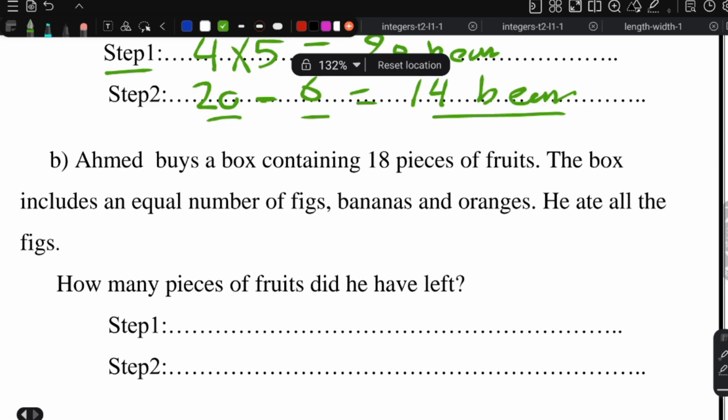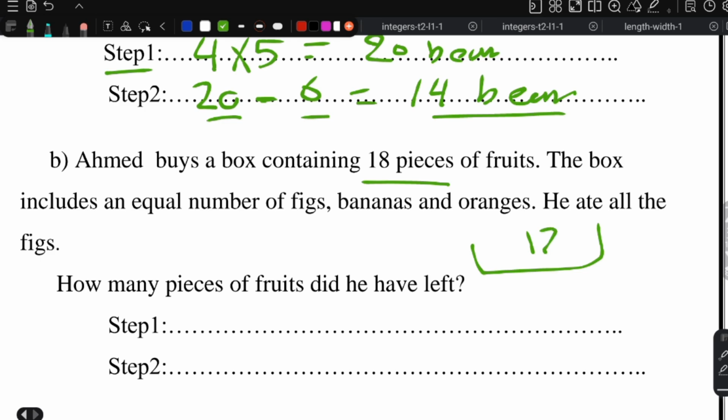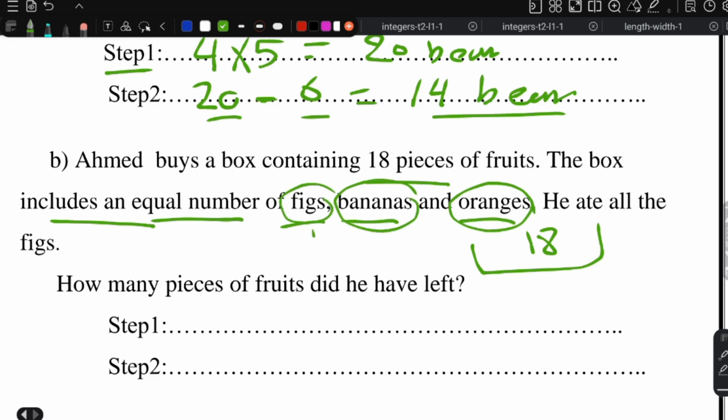Ahmed buys a box containing 18 pieces. So he bought a box of 18 pieces of fruit. This box includes an equal number of figs, bananas, and oranges: orange, banana, figs, 3 kinds. I know the total number, it's 18. And I want to know how many I have in figs, how many in bananas, how many in oranges. So how many I have in each.